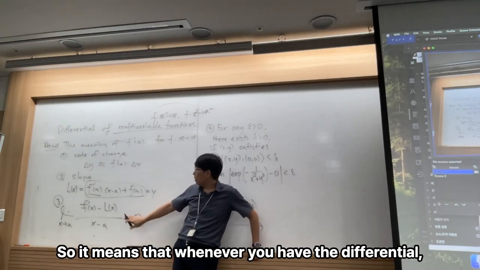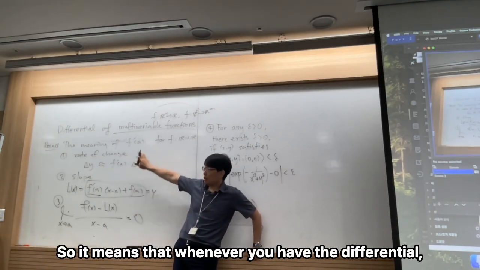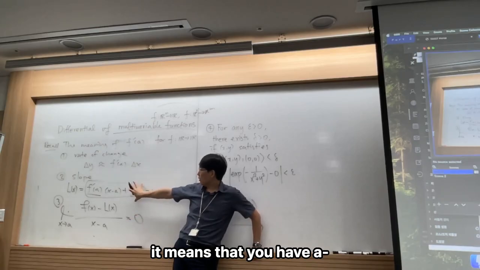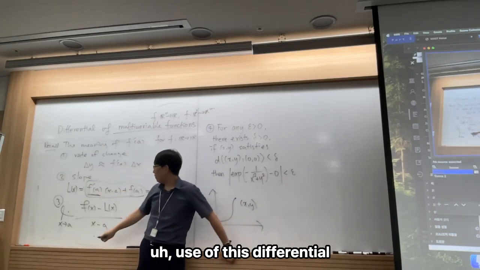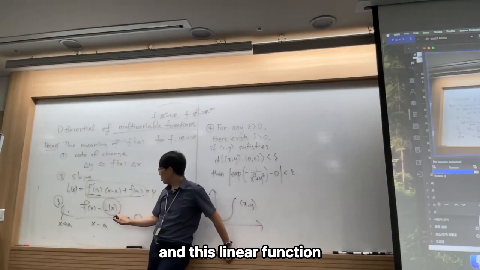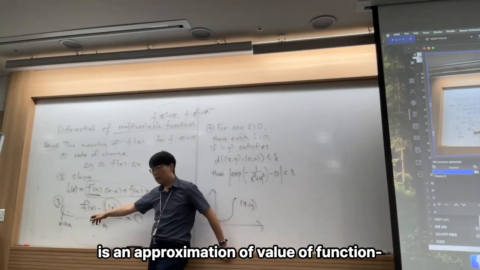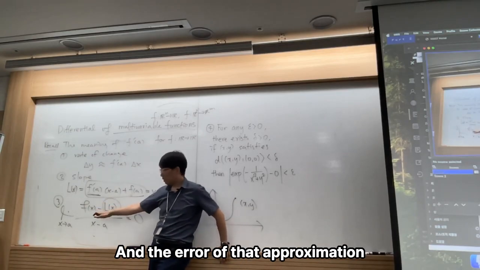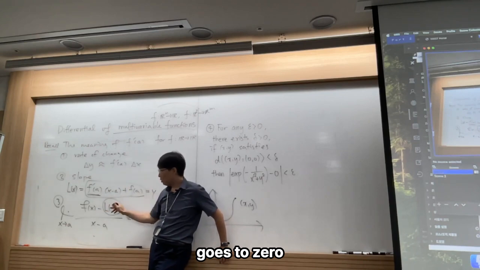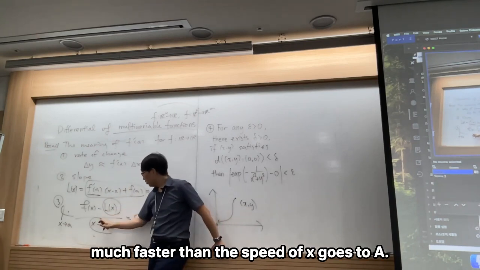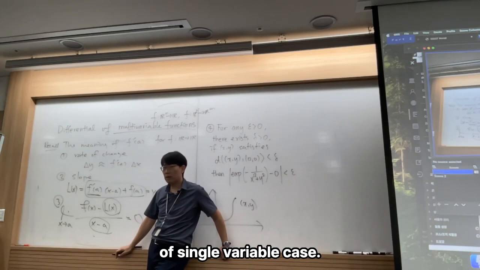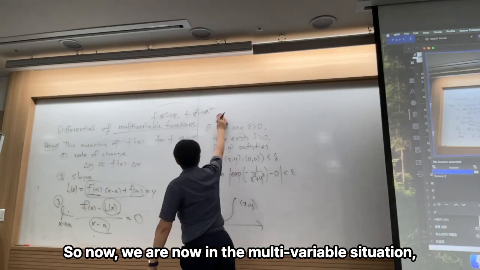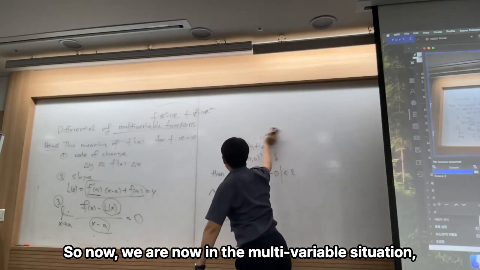It means that whenever you have the differential, you have some linear function given by use of this differential, and this linear function is an approximation of the value of the function, and the error of that approximation goes to 0 much faster than the speed of x going to a. That's the meaning of differentials in the single variable case. So now we are in the multivariable situation.